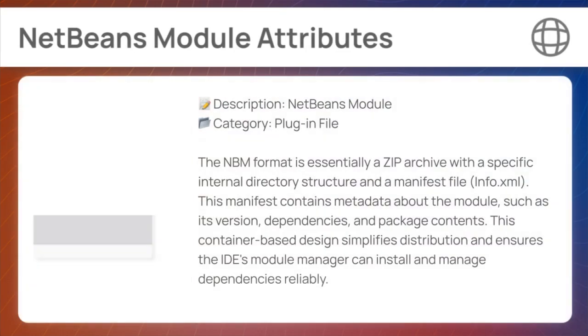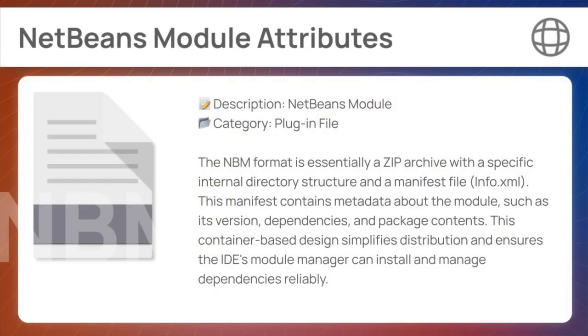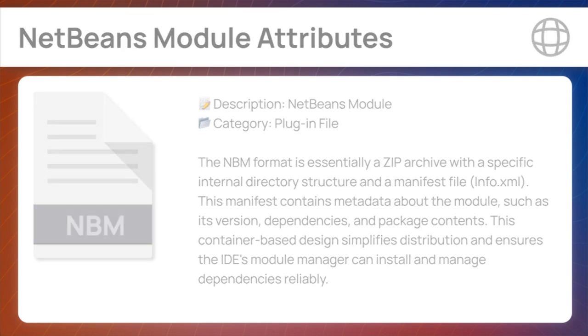The NBM format is essentially a zip archive with a specific internal directory structure and a manifest file, Info.xml. This manifest contains metadata about the module such as its version, dependencies, and package contents. This container-based design simplifies distribution and ensures the IDE's module manager can install and manage dependencies reliably.